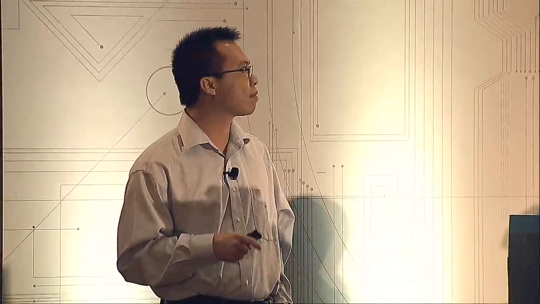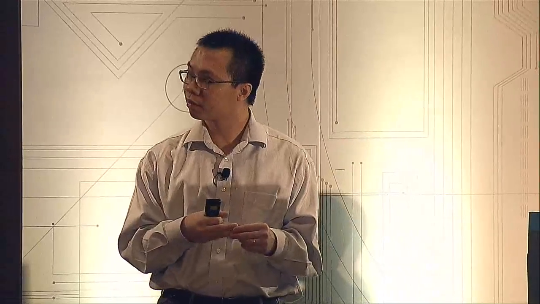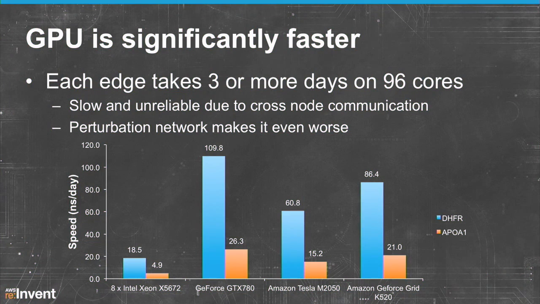And FEP calculation is known to be very slow. It takes 3 or more days on 96 GPUs, and it's not very reliable because of the cross-node calculation. On the other hand, running on GPU, it's a lot faster. And what you see here in the last column is the performance on the new G2 instance. It's almost 50 times faster than a single CPU core.